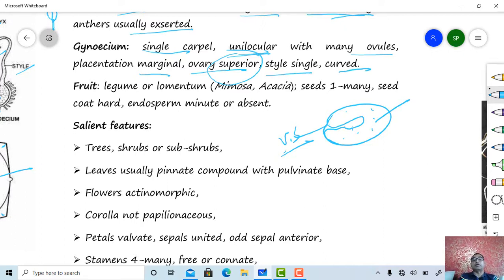Style is single and curved. Fruit is again legume or lomentum. In case of Mimosa and Acacia, a lomentum type of fruit is present. In other cases, legume type of fruits are present. Seed 1 to many. Hard seed coat is present, and endosperm may be absent or very minute.